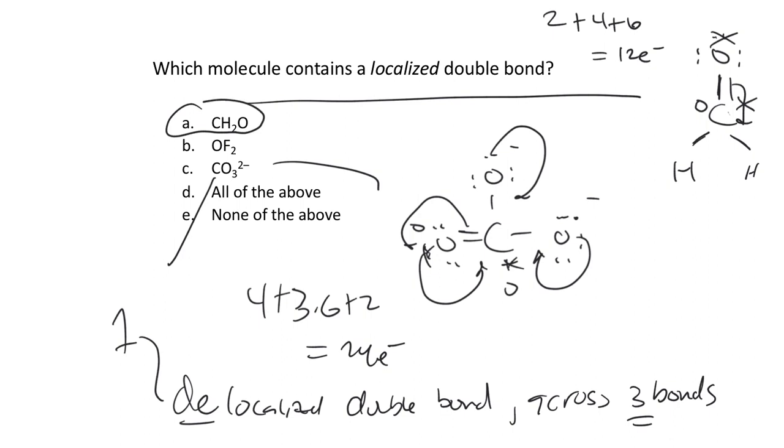So formaldehyde has a localized double bond. Localized just means it's exactly where you're sketching it within one Lewis structure. There's no other Lewis structures that are equivalent yet different.